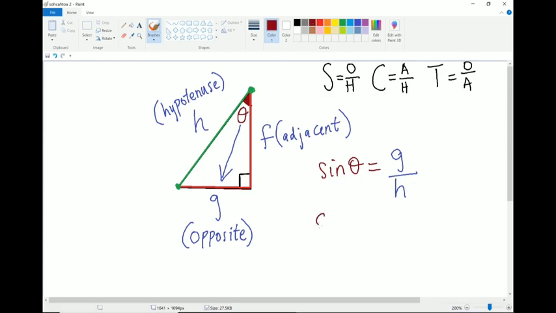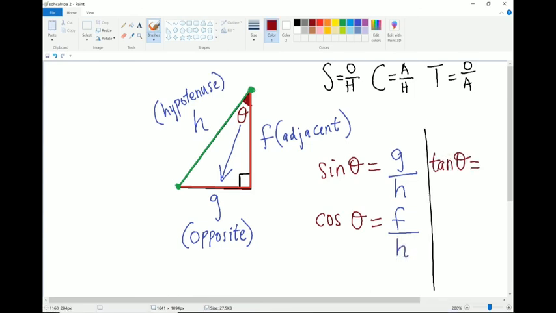And then my cosine of theta is going to be adjacent over hypotenuse, right? Adjacent over hypotenuse. So my adjacent is the other part of the L, the side that is not the opposite, okay? The other part of the L. So that's going to be F, okay? So it's going to be F over the hypotenuse, right? Which is my H here. We just found not too long ago that the hypotenuse is H.